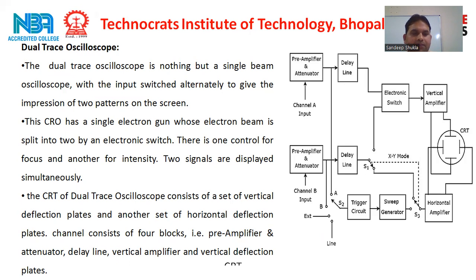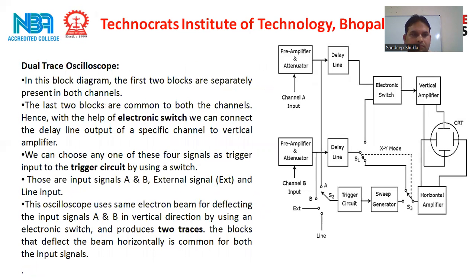The CRT of the dual trace oscilloscope consists of a set of vertical deflection plates and another set of horizontal deflection plates, and the channel consists of preamplifier, attenuator, delay line, vertical amplifier, and vertical deflection plate. So you can see the figure of this dual trace oscilloscope. In this block diagram, the first two blocks are separately present in both channels. The last two blocks are common to both channels.